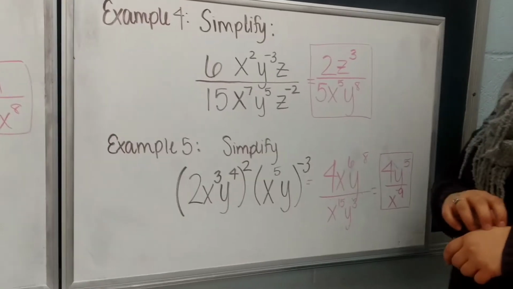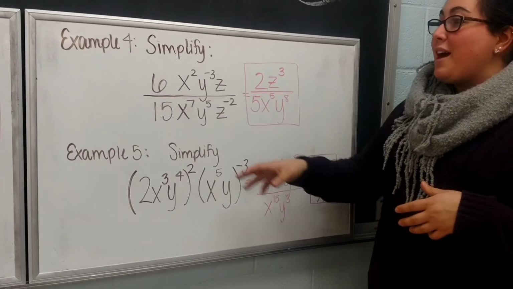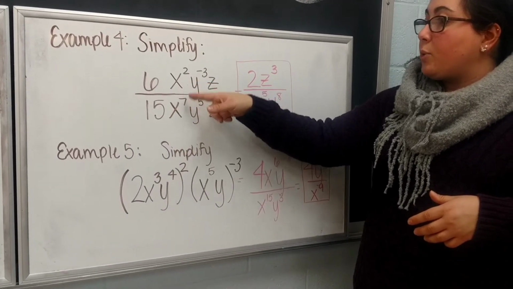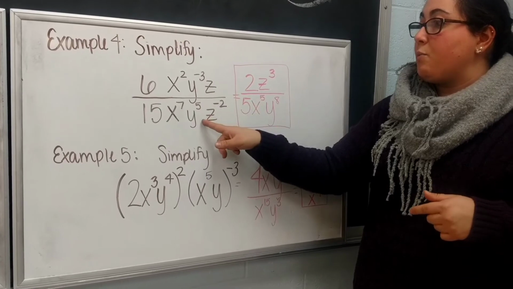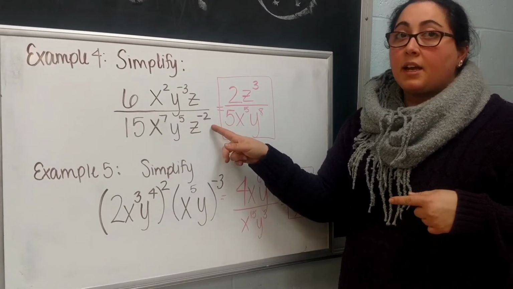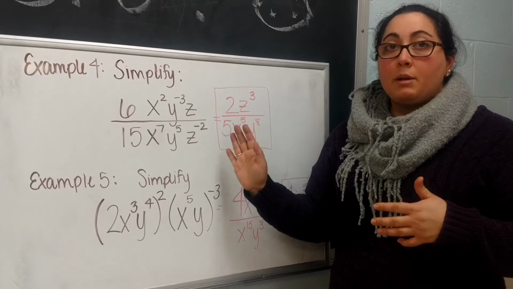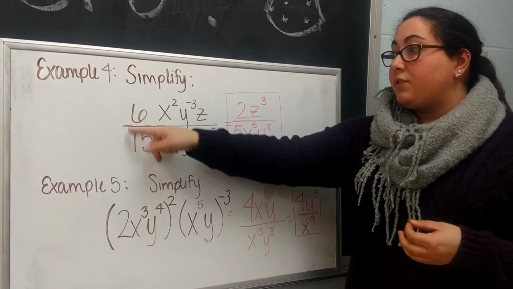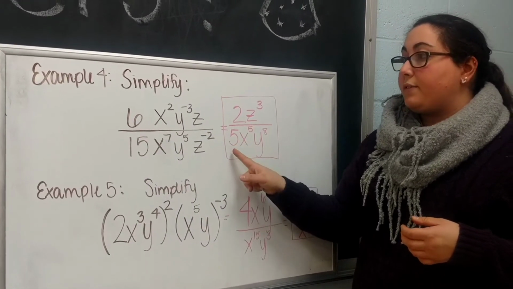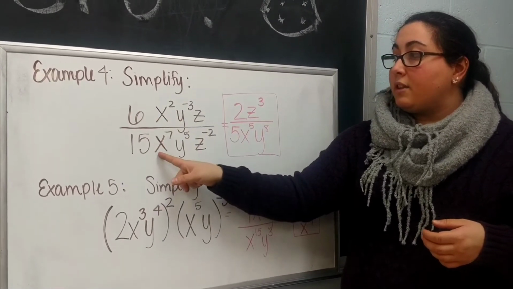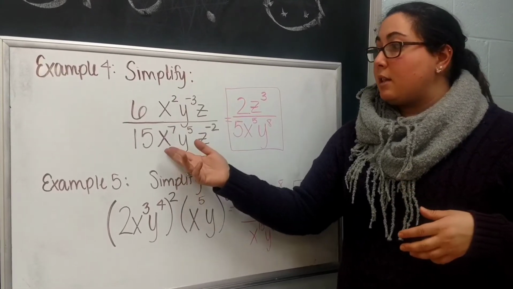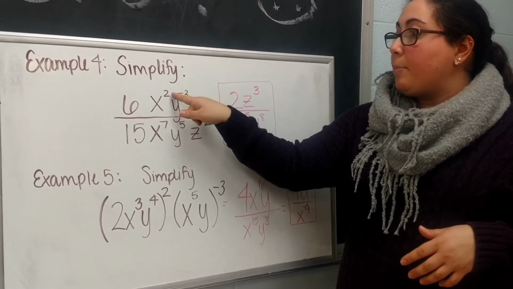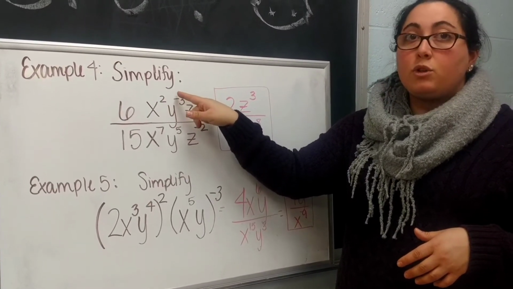For the last 2 examples, it looks like a lot, but we have a fraction where you have 6/15, x squared and x to the 7th, y to the negative 3rd and y to the 5th, and z to the negative 2nd. The reason why I read that separately is because you want to take each of those separate. 6/15 you can simplify on your own. They both share a 3, so that simplifies to 2/5. X squared and x to the 7th, you have 2 x's up top, 7 x's on the bottom, so you want to subtract your powers. If you bring the 7 up, it's 2 minus 7, which would be to the negative 5th.